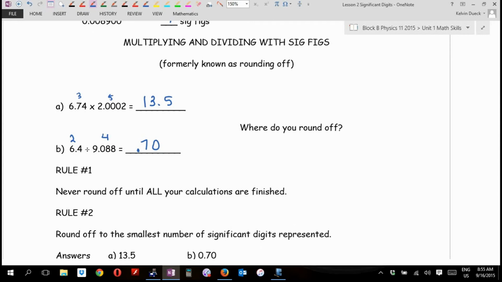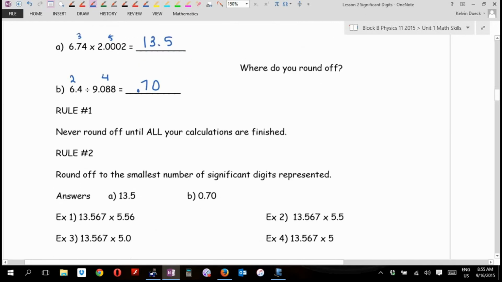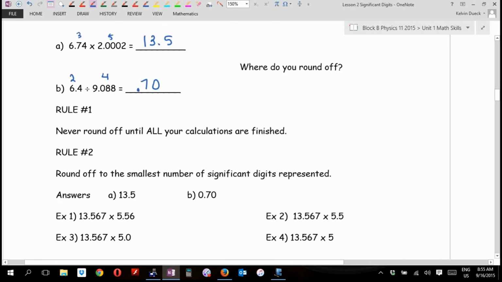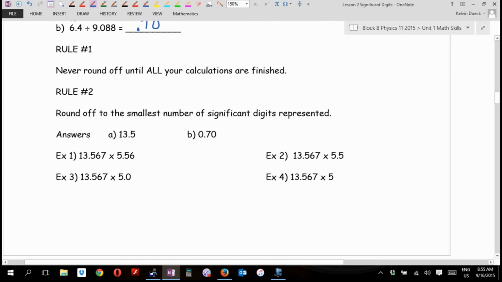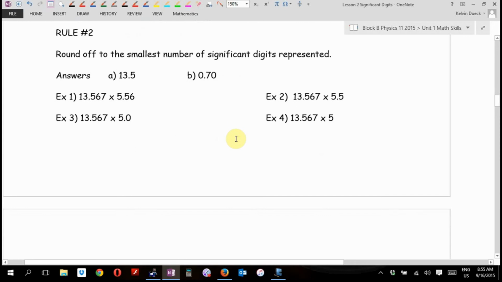Yes? Good. Learning names. So rule 1, don't round off until you do all your calculations. Rule 2, you round to the smallest number of sig figs represented. So I did put the answers here, but we got them right. Okay, so let's try example 1.